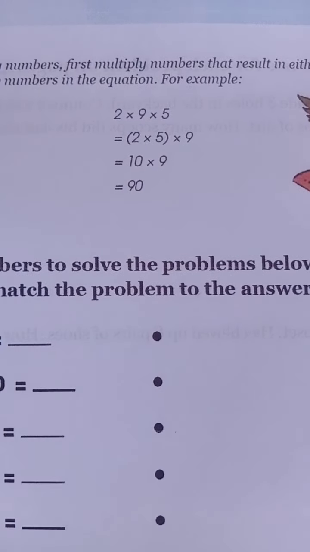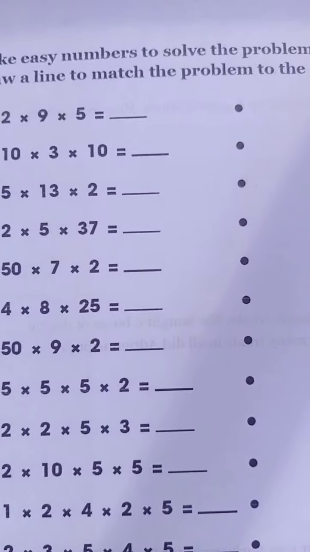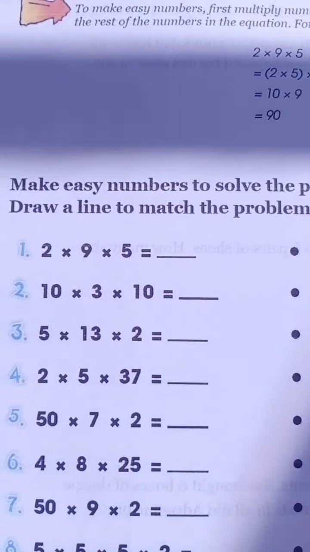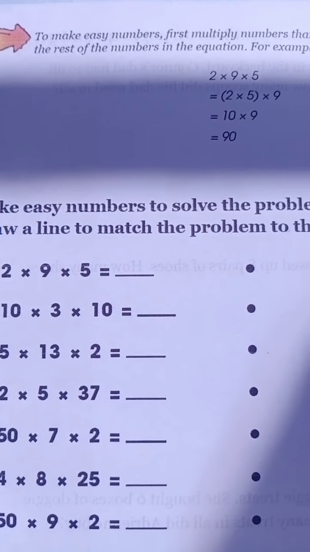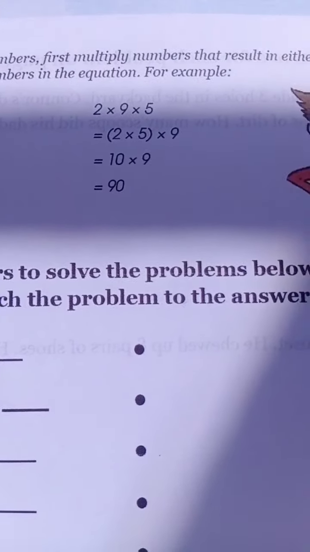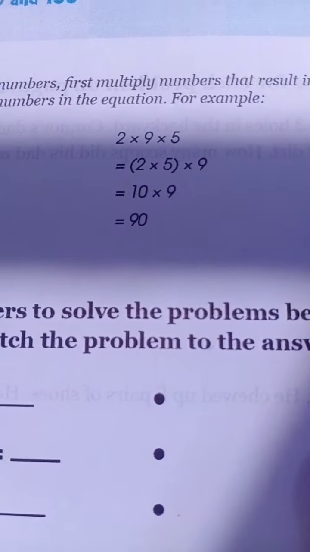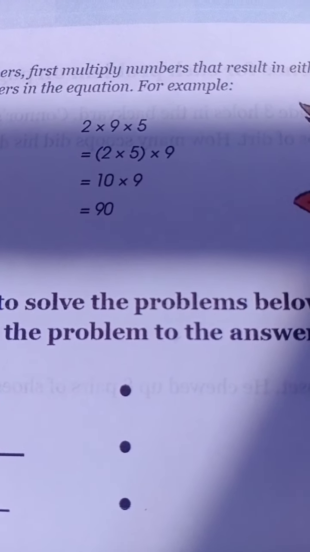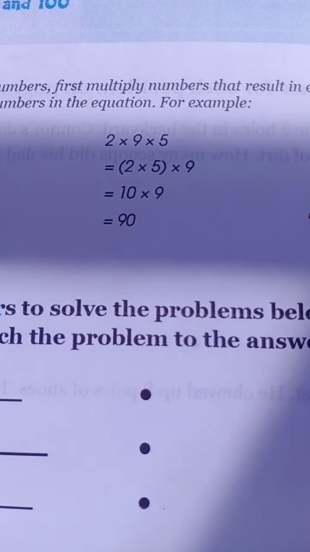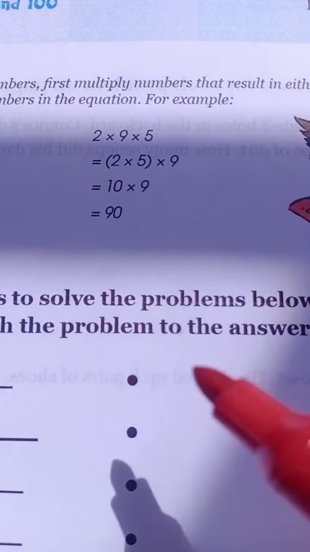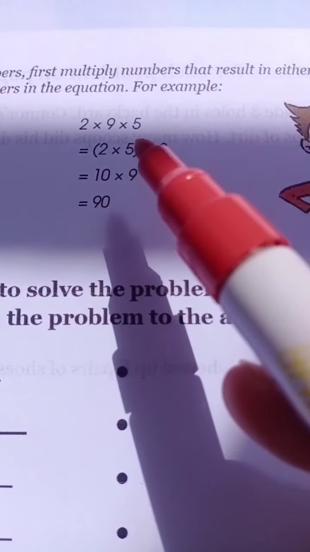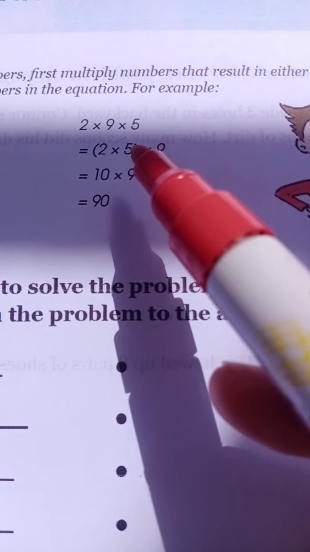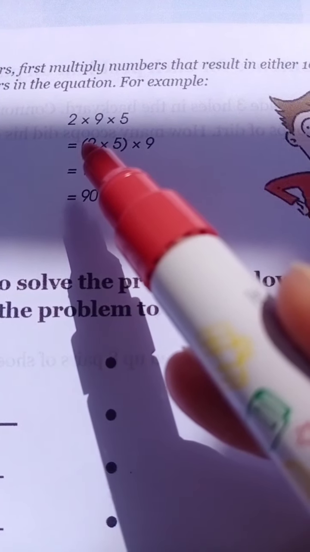What you have to do is you just have to group the numbers that will result in the tens or the hundreds. Okay, so that will make it easier for you to multiply a lot of numbers like we have now. For example, number 1 has been done for you. They group the 2 and 5 together, okay? So they can actually get 10 as the result.